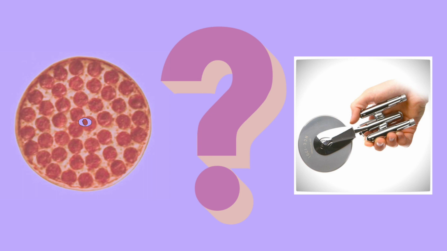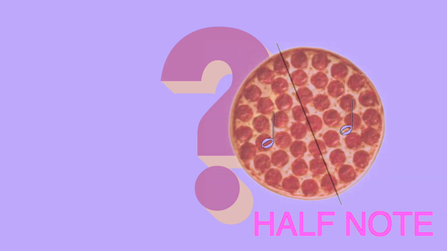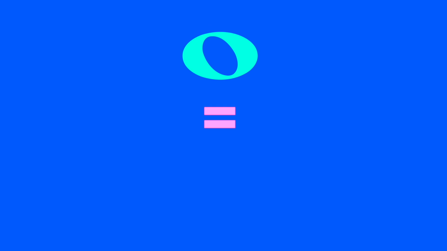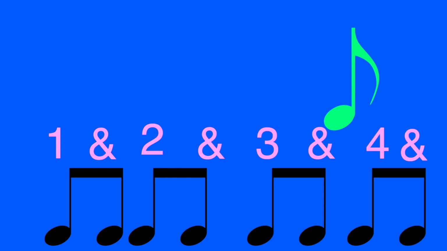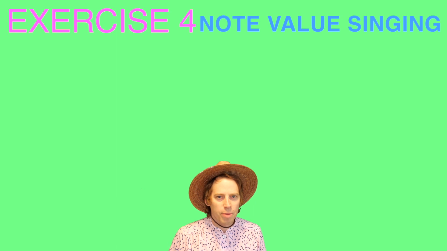Question. Your friend Timmy comes over and he's looking at your pie. He wants a piece. You're going to cut your whole note pizza in half. What are you left with? That's right. 2 slices of half note pizza because a whole note equals 2 half notes. Yummy. If I divide that whole pizza into 8 slices, I end up with 8 notes, right? Like 1 and 2 and 3 and 4 and it just keeps going like that. It is just delicious music pizza. I love that. All right, let's get into some exercises.